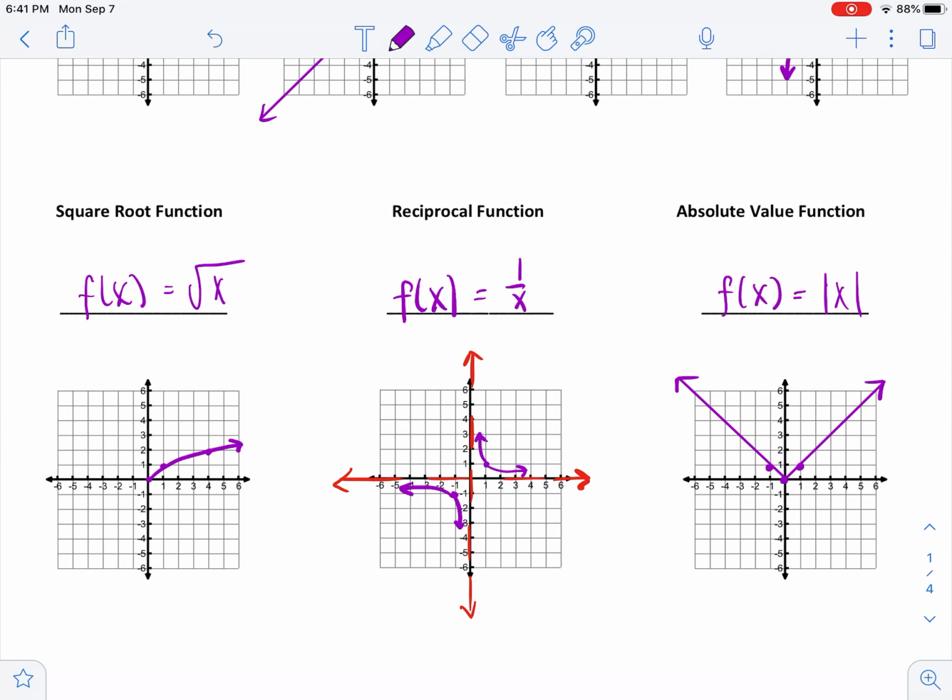Here are the next 3. Square root function, you can see the 3 points that you need. On reciprocal, you can see that you need the vertical and horizontal asymptote and that 1 point and -1 point. And then your absolute value, V-shaped with those 3 critical points.